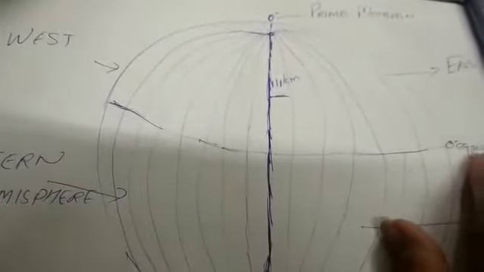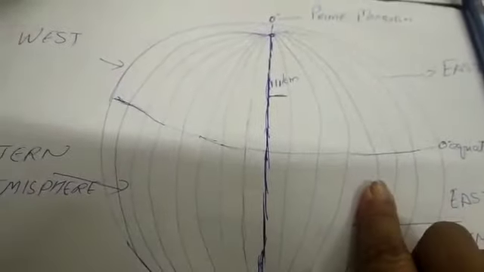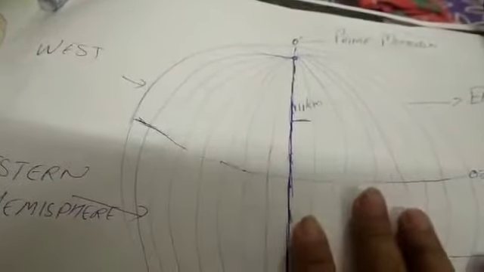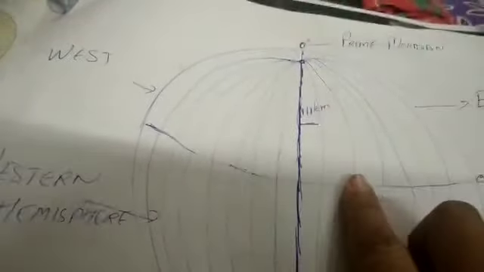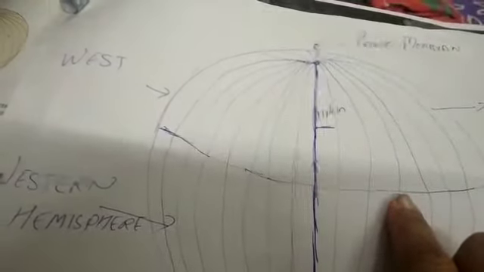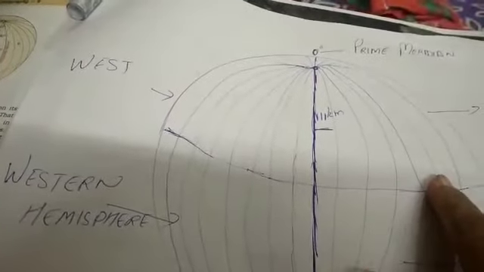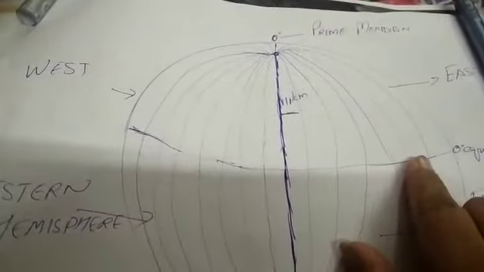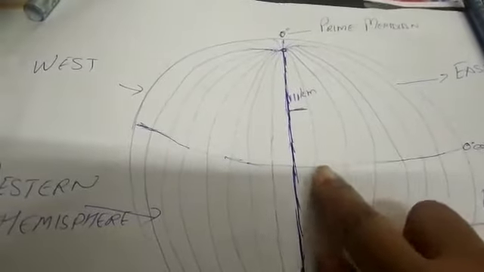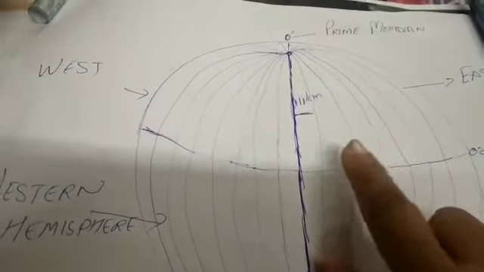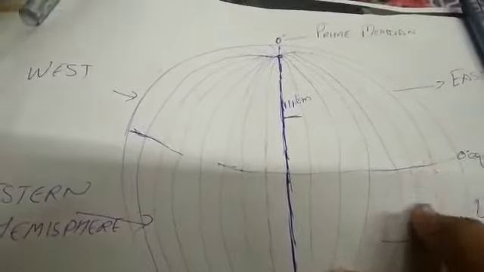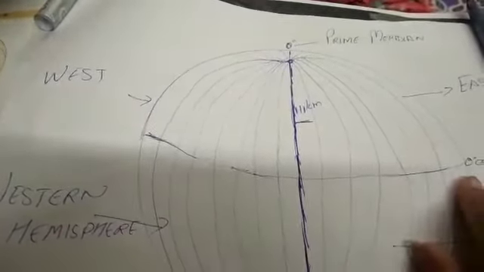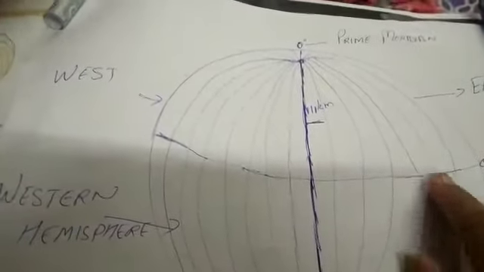That means 4 minutes according to the longitude. Now children, if you take an example, if Mumbai is at 72 degrees longitude and Delhi is at 76, that means there is a difference of 4 degrees of longitude. Each degree of longitude is 4 minutes, so 4 into 4 is 16. There is a difference of 16 minutes, and each degree of longitude is 111.